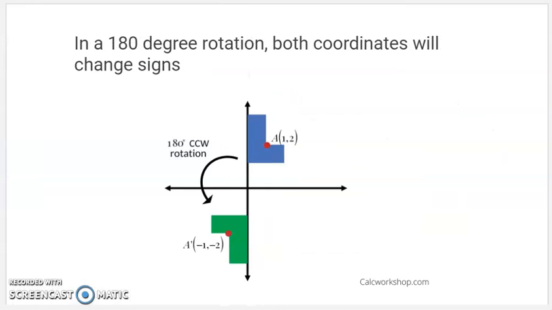In a 180-degree rotation, both coordinates will change signs, and that's it. Like this point on the L is 1, 2, and on the 180-degree rotation of it, -1, -2. So both coordinates change signs in 180, but they don't reverse like they did in the 90. And I'll have this printed out for you. I'll show it again in the WeDo, but I'll have it printed out for you in class.